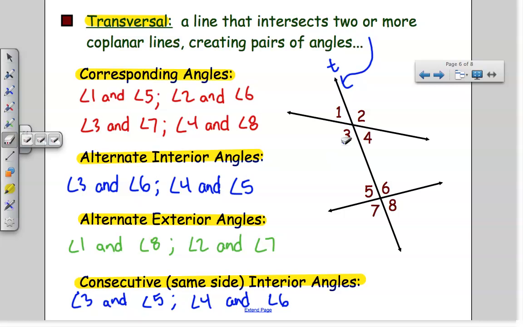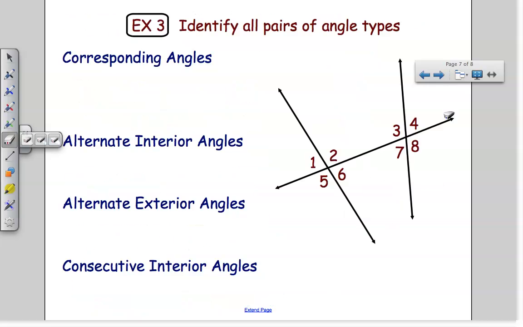Alternate interiors, totally opposite on the inside, 3 and 6, 4 and 5. Alternate exteriors, totally opposite on the outside, 2 and 7, 1 and 8. And finally, consecutive interiors have to be the same side of the transversal on the inside, so 3 and 5, and 4 and 6. In class, I want you guys to help me out.